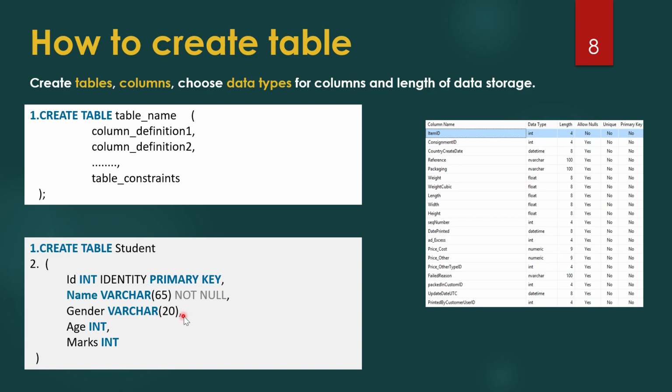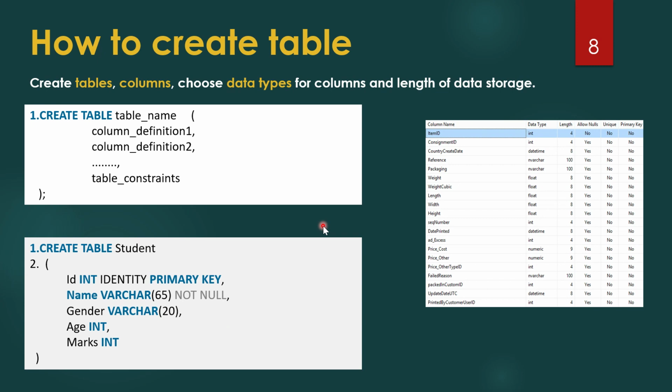Gender is pretty much the same thing, 20. Age, I want it to be integer, and marks, I want it to be integer, and then of course open and close parenthesis. If you do a comma, that means ID here, and then name, gender, age, and mark, which you will see later.